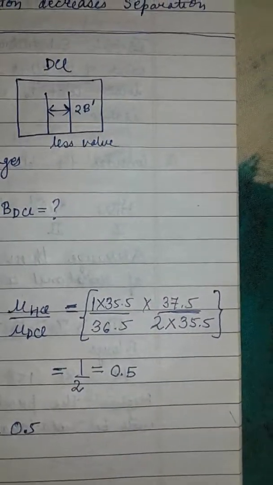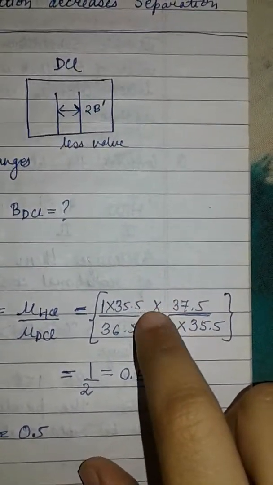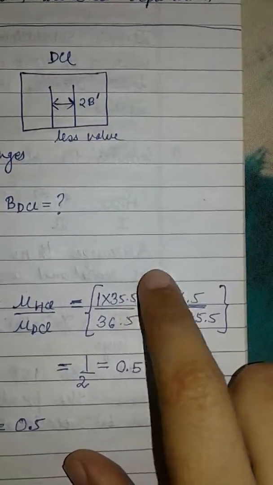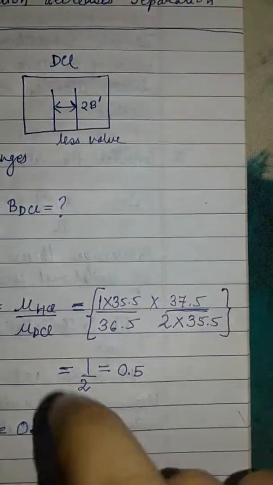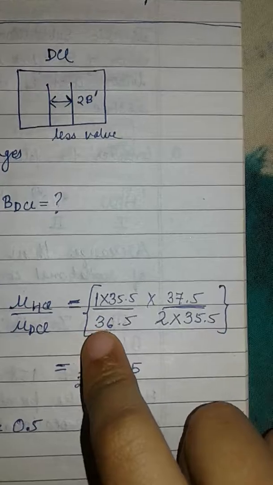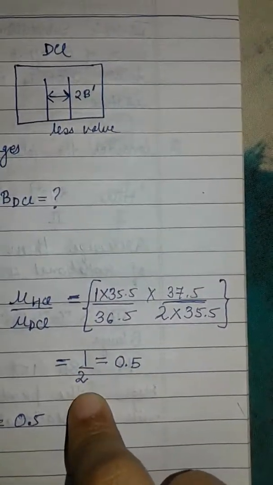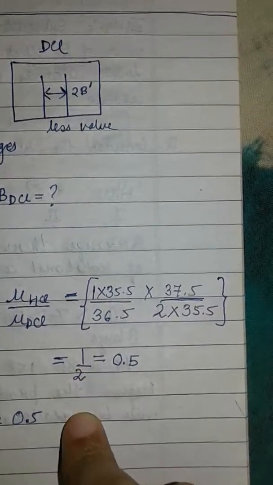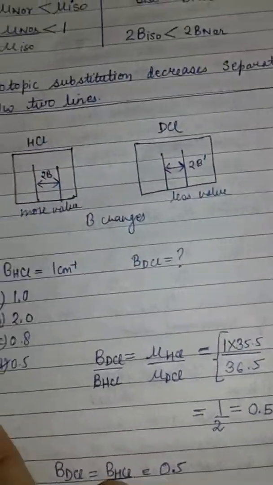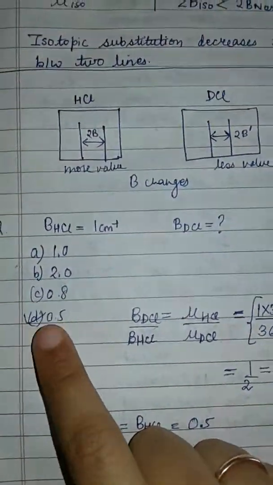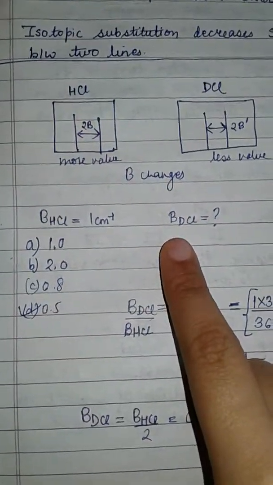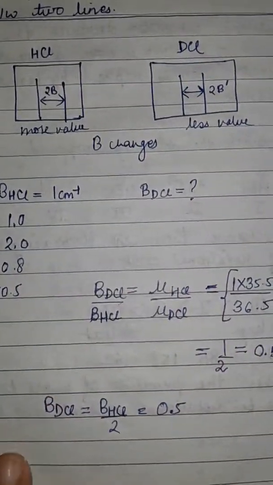So this one. The division sign has been changed to multiplication, and it has been inverted. Simple maths. On solving this, we will nearly get 1 by 2. So what is 1 by 2? It is 0.5. So option D, 0.5, is correct for the B value of DCl.